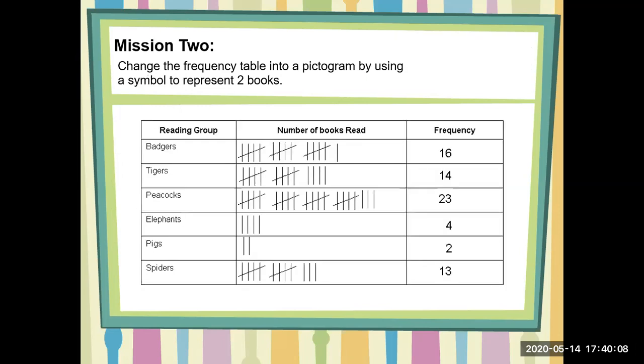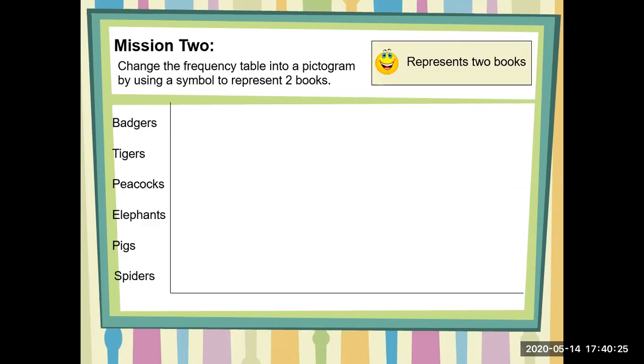Elephants, 4. Divide by 2. And pigs, we have 2. And spiders, you have 13. 13 is another issue. You have a remainder. How are you going to represent your remainder? Right. For spiders, because it's 13, 13 divided by 2, you have 6. And remaining 1, you draw half a smiley. 1, 2, 3, 4, 5, 6. If you drew 6 and half a smiley, give yourself a tick.